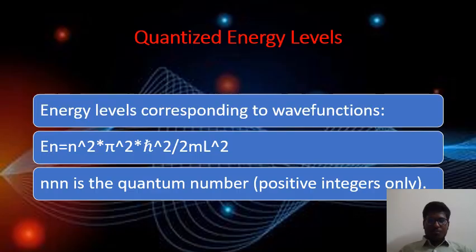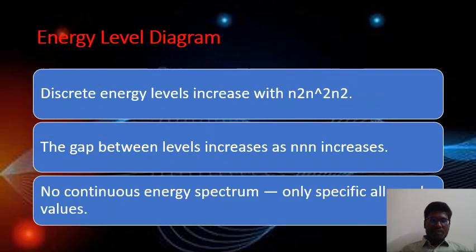Let us see the quantized energy levels. The energy levels corresponding to the wave functions are En is equal to n squared into pi squared into h-cut squared divided by 2m L squared, where n is the quantum number which represents positive integers only. In an energy level diagram, discrete energy levels increase with n squared. The gap between levels increases as n increases. There is no continuous energy spectrum, only specific values.